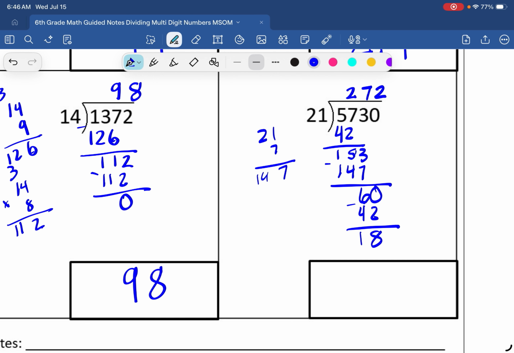So 5,730 divided by 21 is 272, remainder 18.